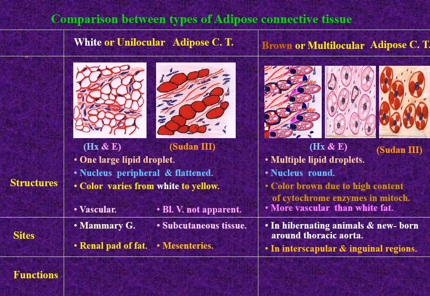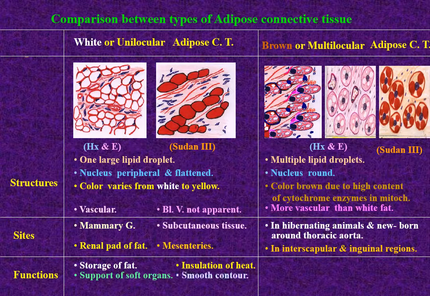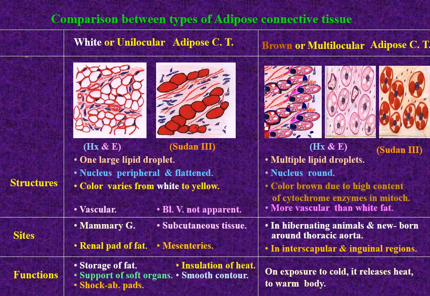Functions. There are several functions for white adipose connective tissue: storage of fat, insulation of heat, support of soft organs like the kidney, gives the body its smooth contour, especially in females. It forms shock-absorbing pads in hands and feet, while brown adipose connective tissue is always concerned with release of heat. On exposure to cold, it releases heat to warm the body.